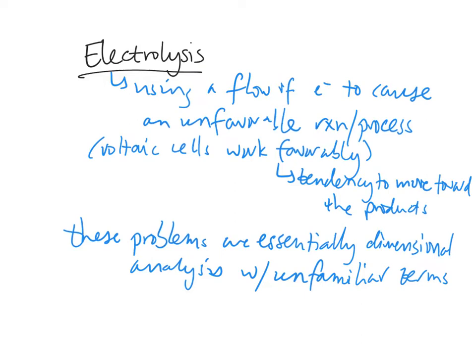And so using that unfavorability to the advantage of coating maybe a metal that's likely to corrode with one that isn't, but a thin coat of it. So it's sort of a thin protective layer. So we'll talk about that sort of thing.